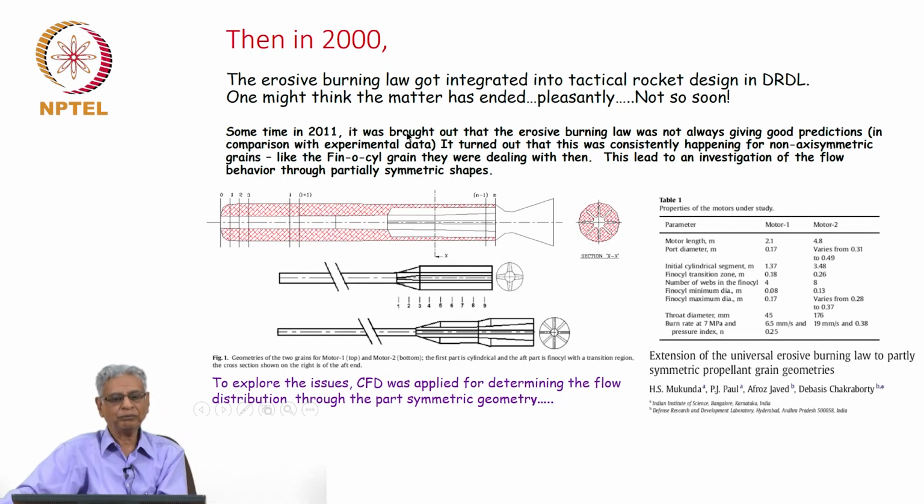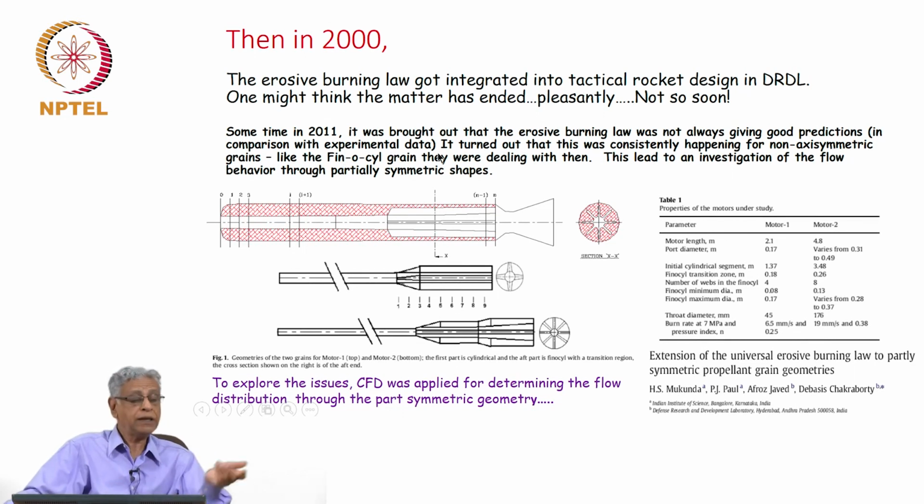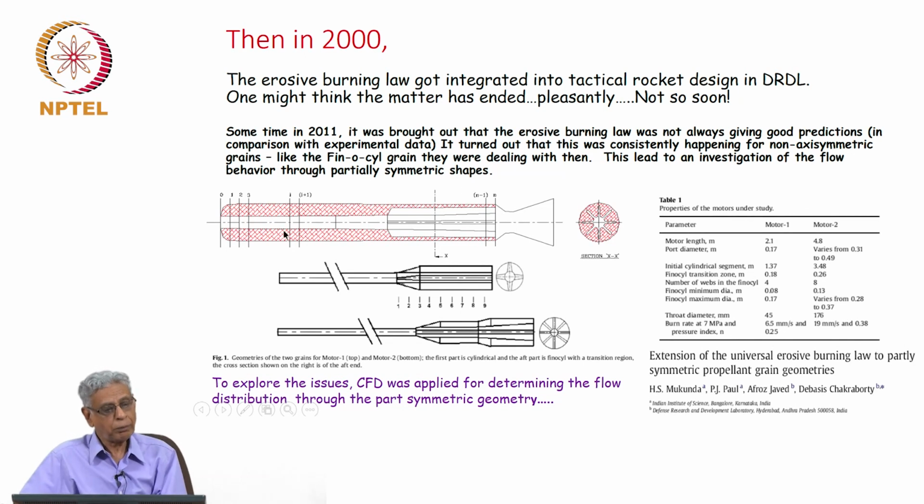In 2011, they brought out that the erosive burning law was not always giving good predictions in comparison with the experimental data of actual rocket motors. It turned out this was consistently happening for non-axisymmetric grains like the finocyl, which was talked about by Dr. Varun, that they were dealing with at that time. This led to an investigation of flow behavior through partially symmetric grains. Now, the propellant grain is essentially cylindrical, as you see here, until this point, and here there are fins. That is why it is called fin-on-cylinder geometry.